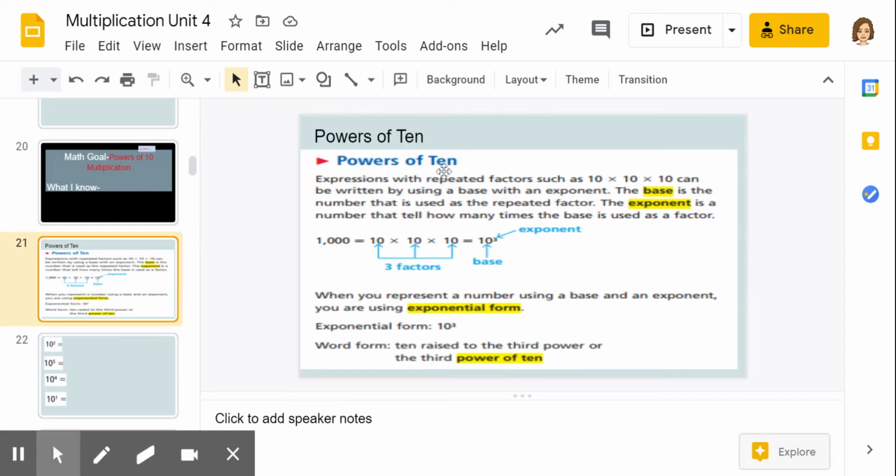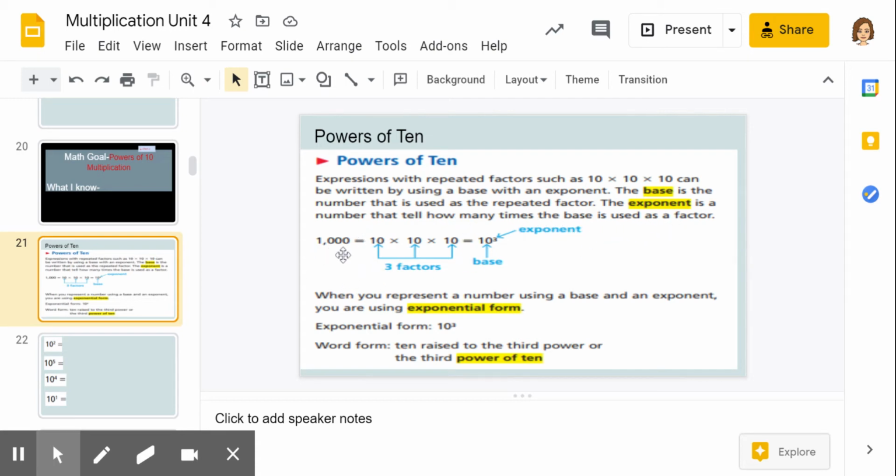Okay, so powers of 10. Powers of 10 are expressions with repeated factors such as 10 times 10 times 10. They can be written by using a base with an exponent, and I'll go over that in just a second. The base is a number that is used as a repeated factor. The exponent is the number that tells how many times the base is used as a factor.